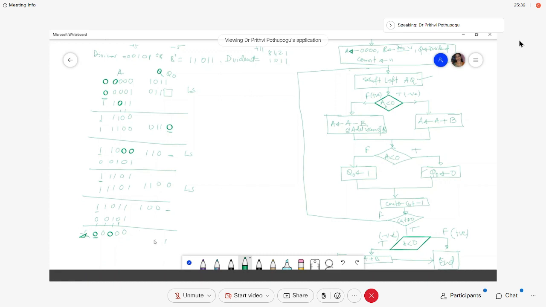So how many iterations are over? 3, ma'am. One more iteration we need to do. So do the left shift once again. 0, 0, 0, 0, 1, 0, 0, 1. This is positive. The A bit value is positive. So when it is positive, what do we need to do?